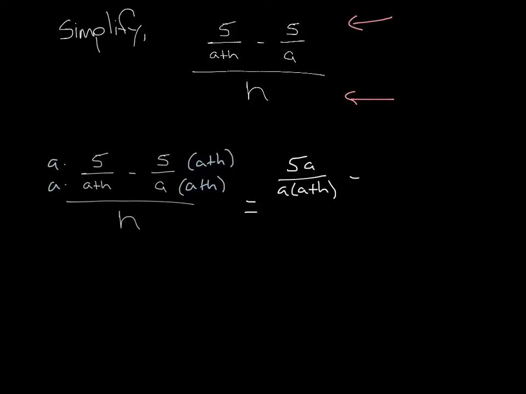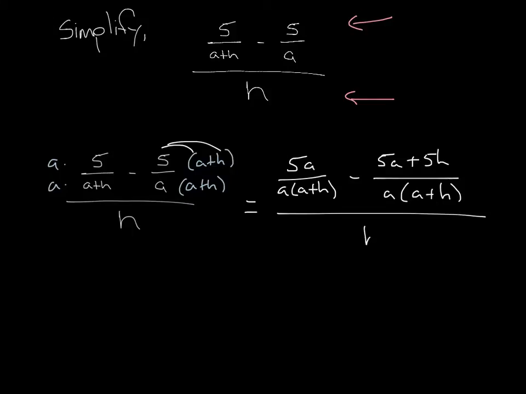And over here, I'm going to distribute this 5 to the a and the h, so I'm just going to multiply that out. So this is 5a plus 5h all over this a times a plus h, and all over h still.